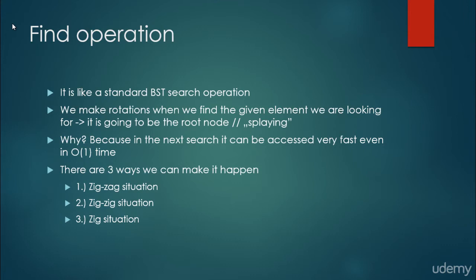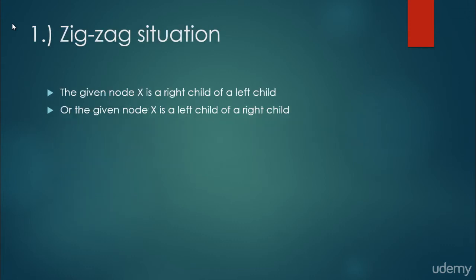So there are 3 ways we can make sure that the node is going to be the root. There's a zig-zag situation, a zig-zig situation, and a zig situation. So what about the zig-zag situation? In this situation, the given node x, for example, is a right child of a left child, or the given node x is a left child of a right child.